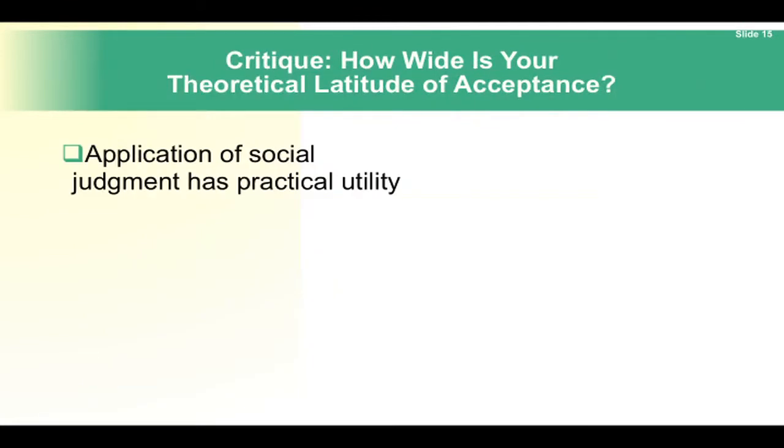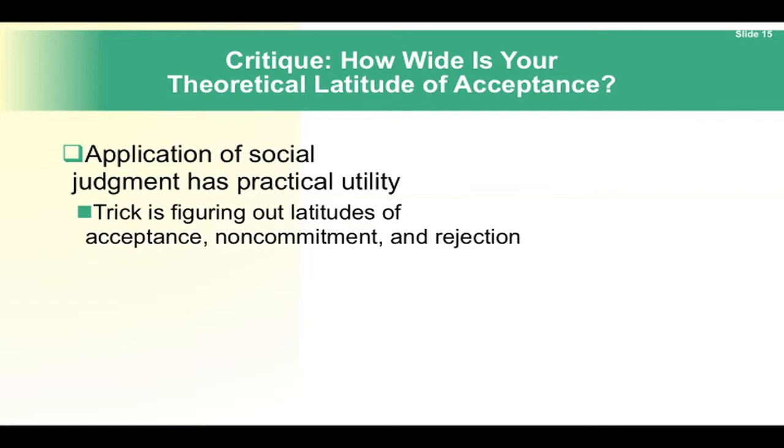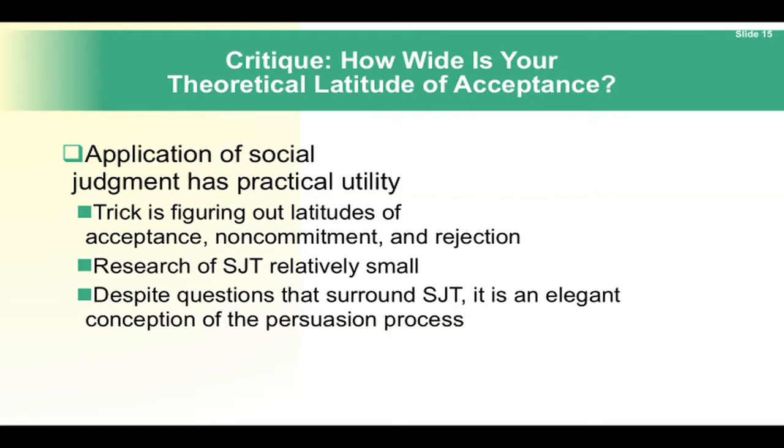Critique. How wide is your theoretical latitude of acceptance? The application of social judgment theory has practical utility. The trick is figuring out latitudes of acceptance, non-commitment, and rejection. Research on social judgment theory is relatively small, so there's a lot of opportunity for research. Despite questions that surround social judgment theory, it is an elegant conception of the persuasion process.